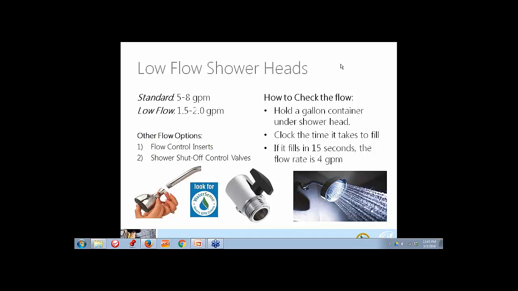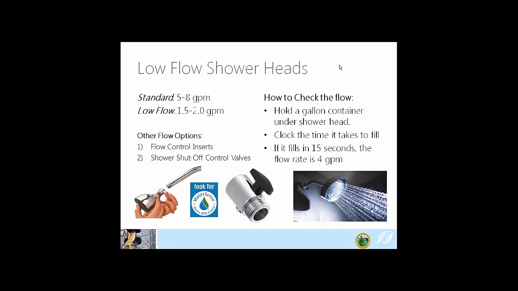If that's not convincing enough, you could also install a shutoff control valve, which would allow you to turn your water stream down to a trickle. So for example, lots of people like to shave in the shower. With a shutoff valve, you're only using the amount of water you need, which would be a trickle to rinse off your razor, and then you can turn it back up as you need.